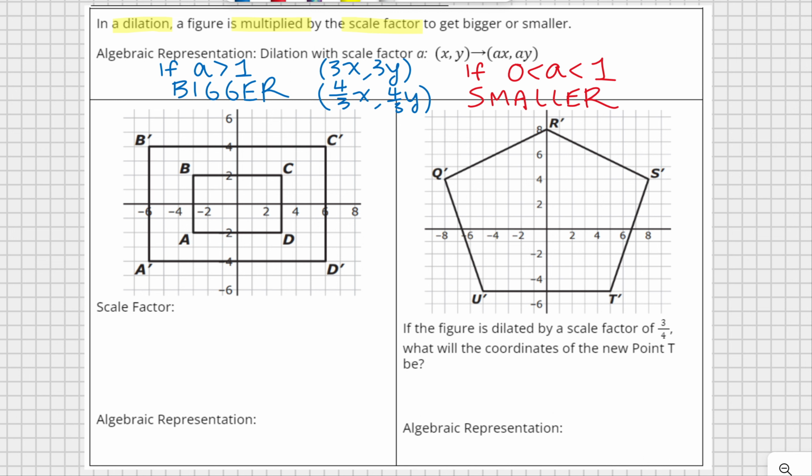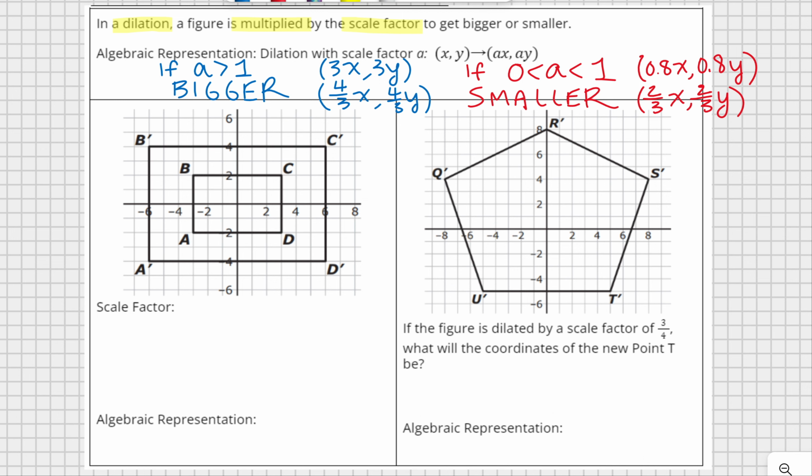Examples of this would be if you have a scale factor of 0.8. Or a scale factor of 2/3, because 2/3 is less than 1. Let's look at a couple of examples.